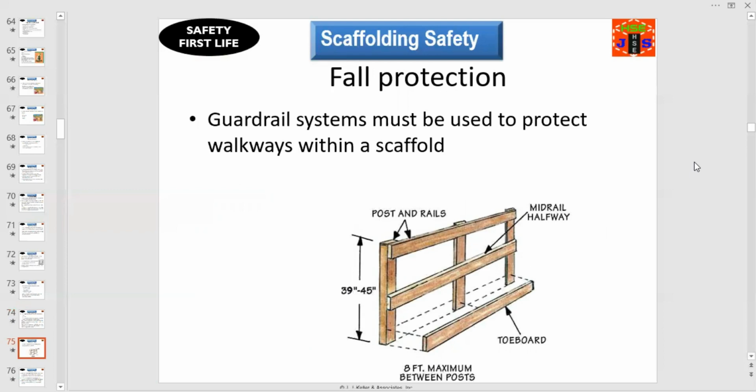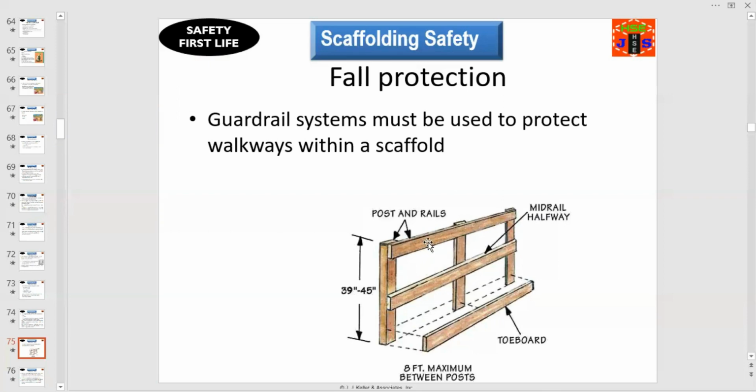Have a look. This is an example of a guardrail system. It contains a toe board, a platform, and vertical posts. The allowable distance between the posts should not exceed 8 feet. And there are two horizontal lines. This is the mid-rail halfway, and at the top, this is the top rail.